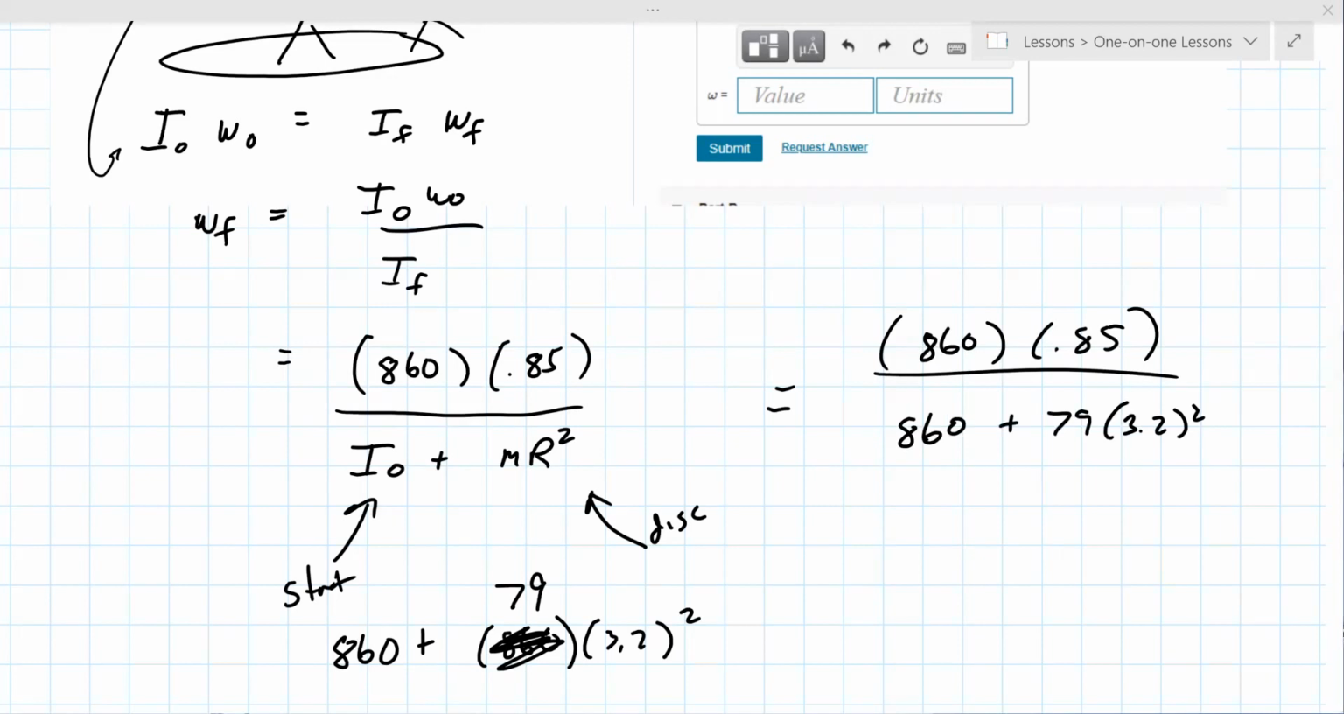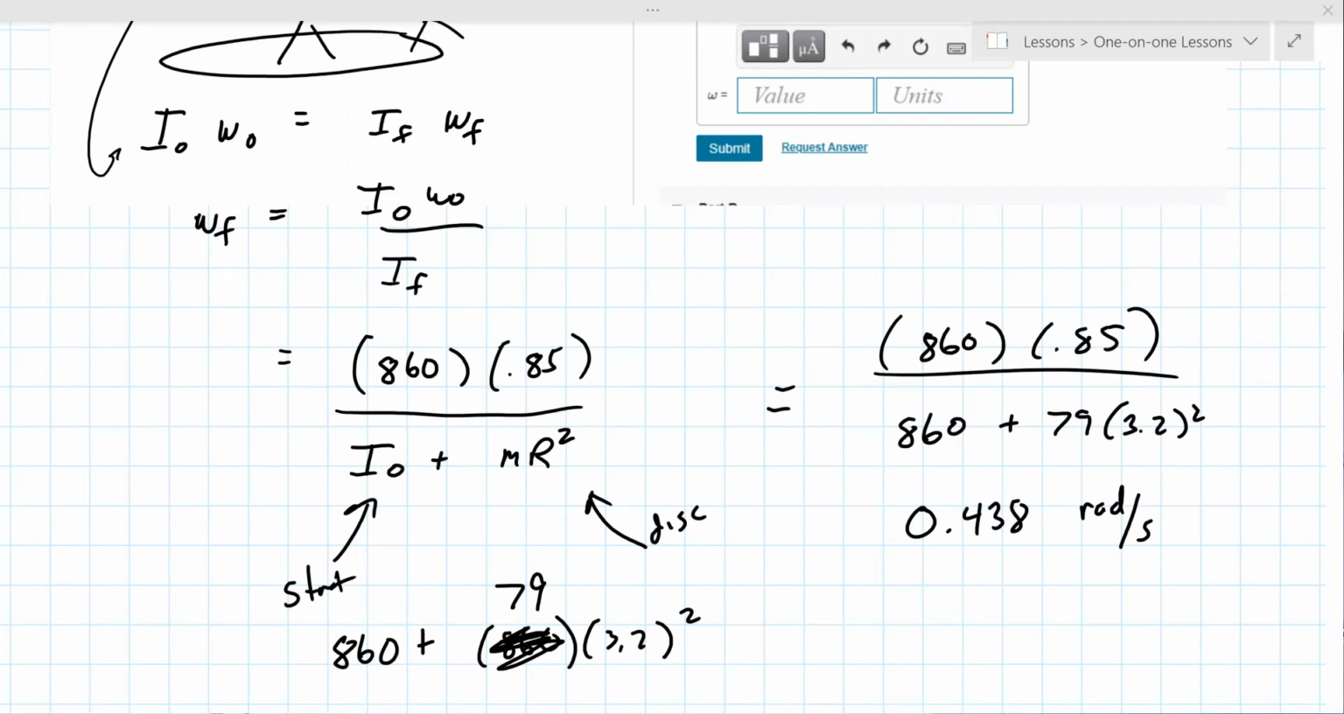I'm going to my calculator: 860 times 0.85 divided by 860 plus 79 times 3.2 squared. That's 0.438, and it does match the units of omega initial, radians per second. So give that a try, see if that's correct. Yep, 0.438. Typing it in right now. That is correct.